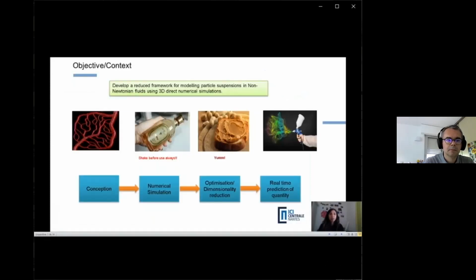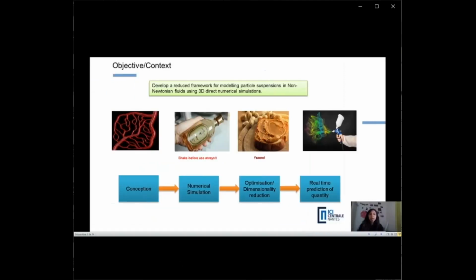I'll give you a brief context on this presentation, which is to develop a reduced framework for modeling particle suspensions in non-Newtonian fluids using 3D direct numerical simulations. We know that particle suspensions have a wide range of industrial applications, ranging from medical science to food, cosmetics, paint, and so on. The idea is to conceptualize a problem, do numerical simulations, and perform dimensionality reduction so that an output of interest can be predicted in real time.